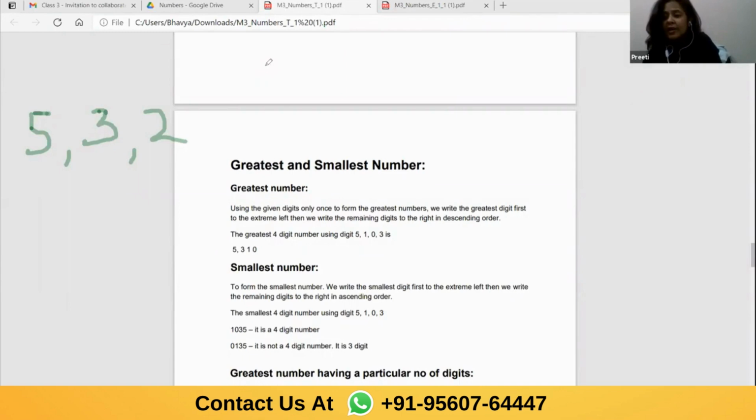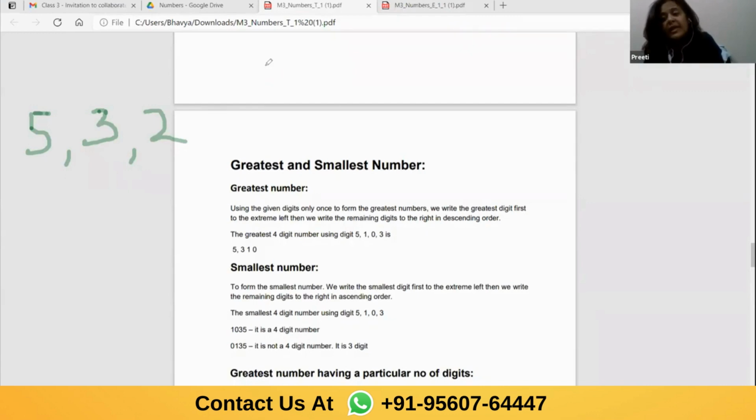So children, how do we create the smallest number whenever the digits are given? No, don't speak in between. When ma'am is speaking, don't interrupt. In order to create the smallest number, we arrange the digits in ascending order or increasing order. So 2 is the smallest one, then comes 3 and then comes 5. So if I write 235, that is the smallest 3-digit number.